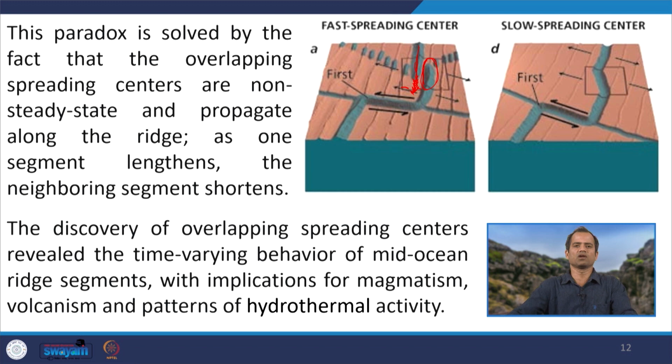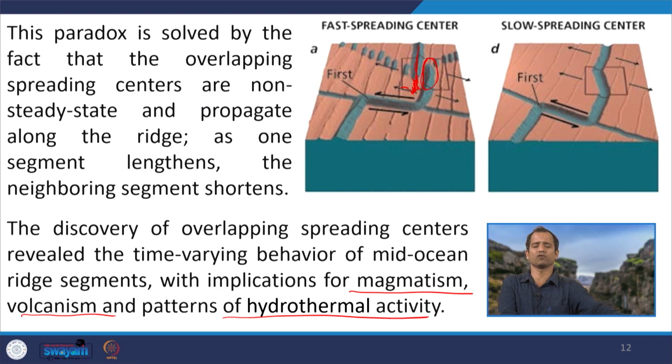So, the discovery of the overlapping spreading centers revealed the time varying behavior of mid-oceanic ridge systems, with implications for magmatism, volcanism and the pattern of hydrothermal activities. So, the magmatic behavior, the volcanic behavior and the hydrothermal activity along the mid-oceanic ridge system are also controlled by the overlapping spreading centers. For example, suppose we have an overlapping segment here, we have magmatic activity here, we have magmatic activity here, but relatively less. However, you cannot stop the hydrothermal activities. So, we have hydrothermal activity here, we have hydrothermal activity here.